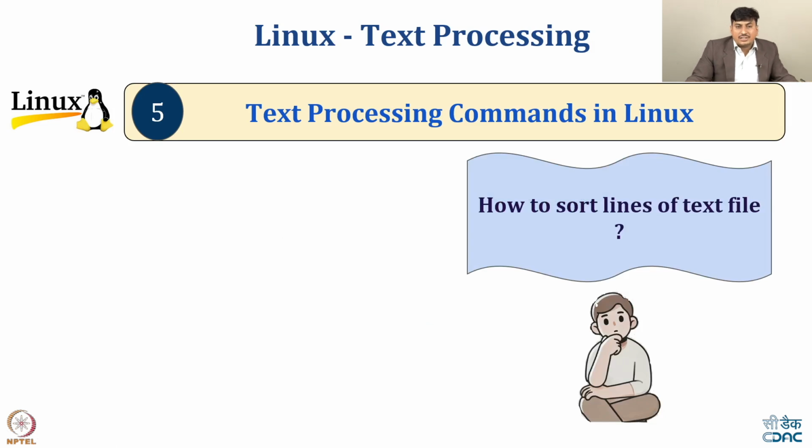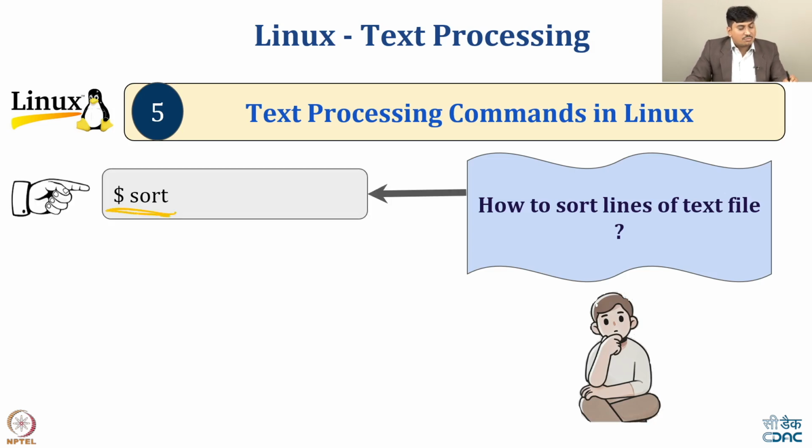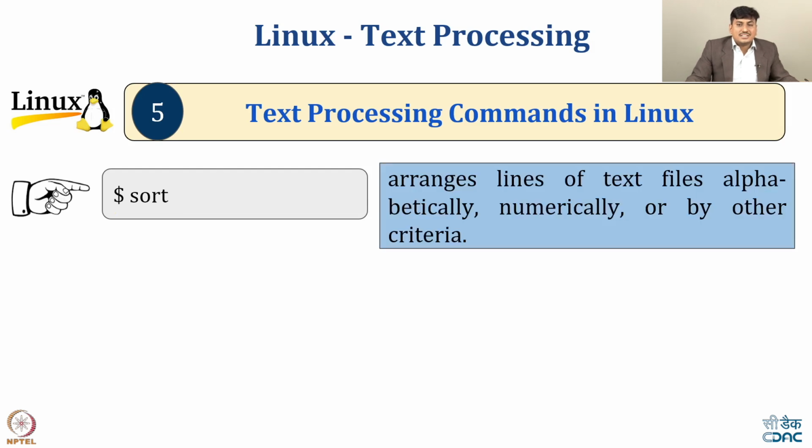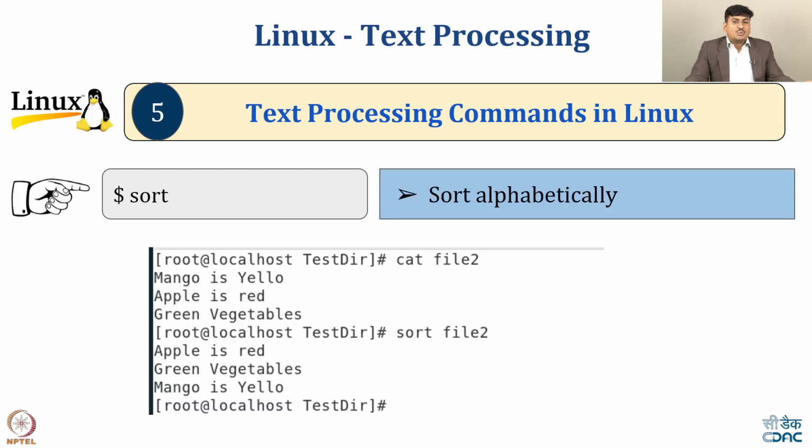Another important command in text processing is how to sort the lines of a text file. In that case we use the command called sort. Basically, it arranges lines of text files alphabetically, numerically, or whatever criteria we provide. Let us quickly talk about how it can be used to sort a file alphabetically. Take an example, a file containing these lines of quotes. You can see that the first line starts with M, the second with A, and the third with G. If I give this file to the sort command, it rearranges the file in alphabetical order. You can see that the file is now sorted alphabetically.